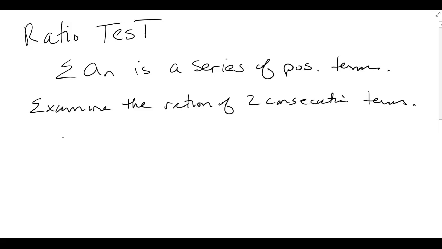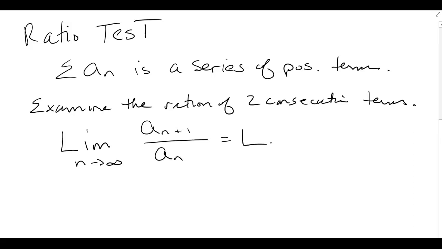So what you are going to do is take the limit as n goes to infinity of the a sub n plus 1 term over the a sub n term, and you're going to examine that limit. Basically, we're picking a general term and calling it a sub n plus 1. We're going to divide that by a sub n and see what that limit is. So here's the deal.